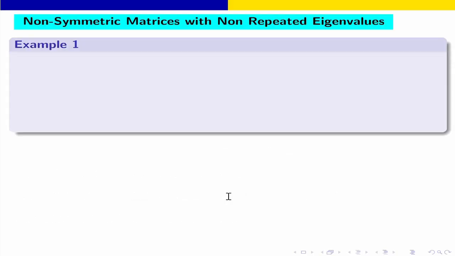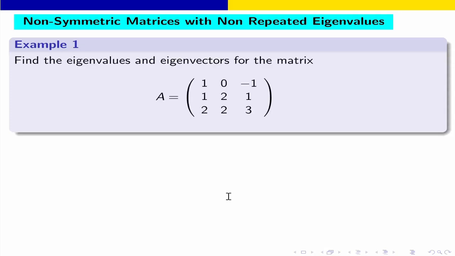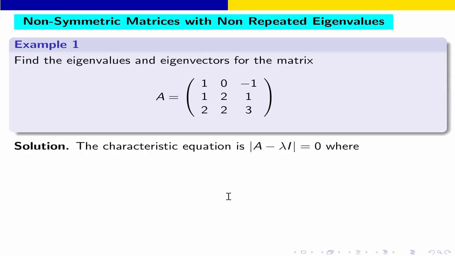Now we will go on to find the eigenvalues and eigenvectors for the given matrices. The first matrix is a non-symmetric matrix with non-repeated eigenvalues. First, the eigenvalues and eigenvectors for the matrix A equal to 1, 0, minus 1, 1, 2, 1, 2, 2, 3. The characteristic equation is the determinant of A minus lambda I equal to 0, where A is this.